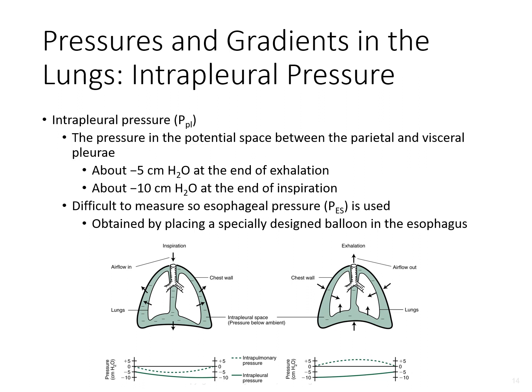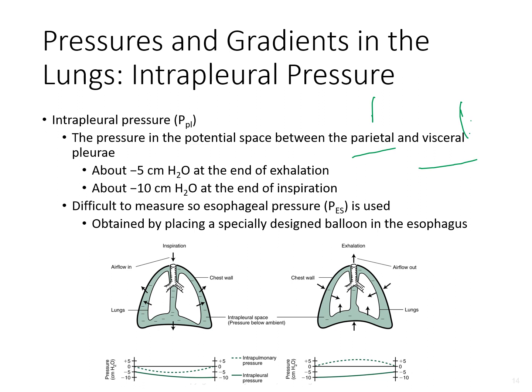Pleural pressure is the pressure in the potential space between the parietal and the visceral pleura. The parietal is the one on the inside of the rib cage, the perimeter. And the visceral is the covering of the lung itself.